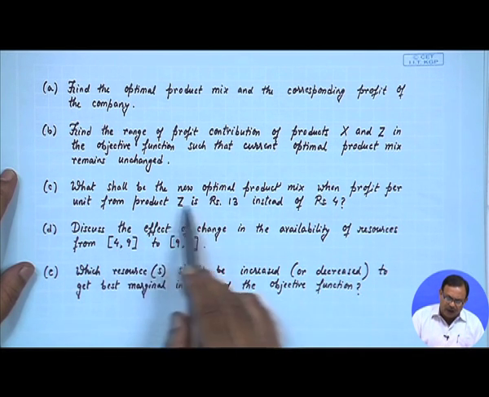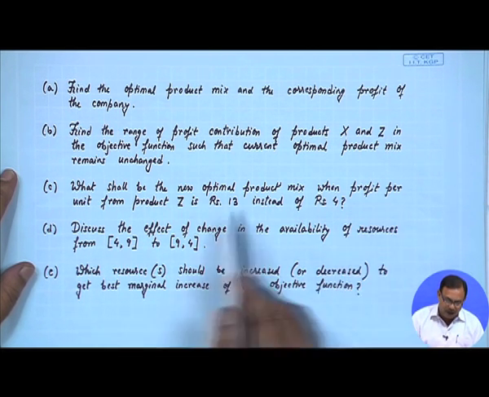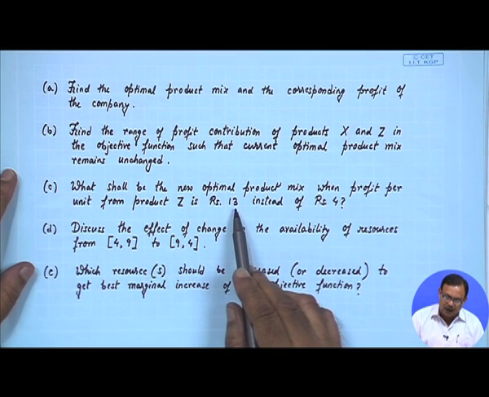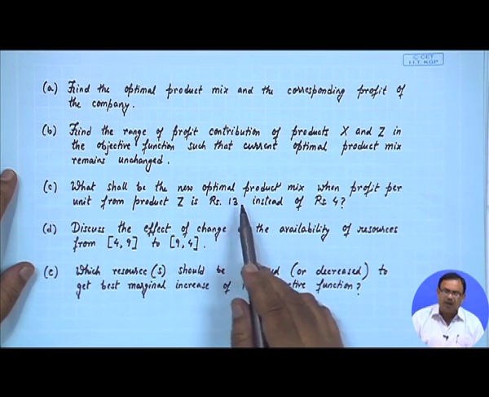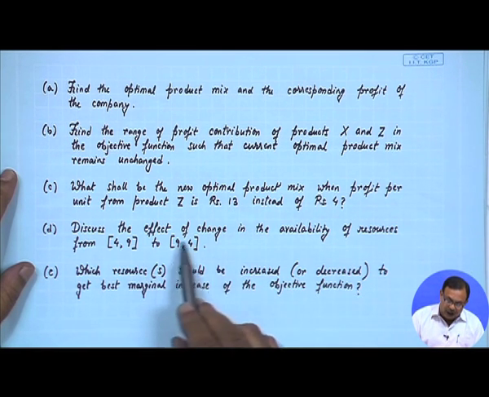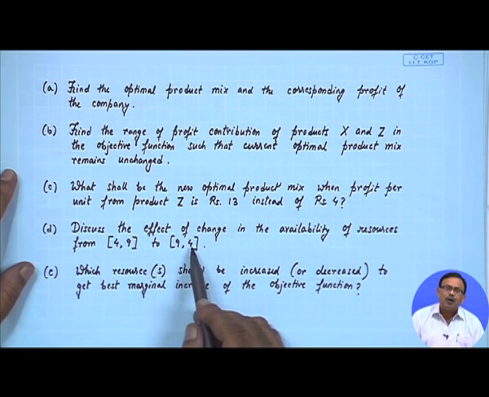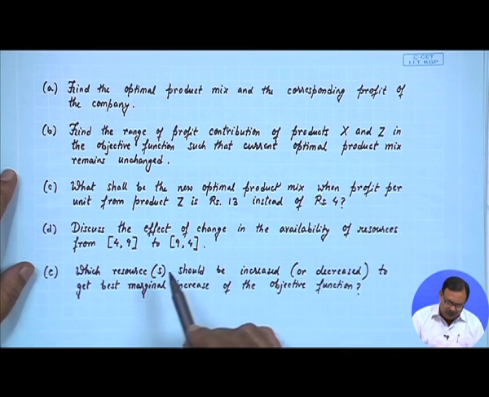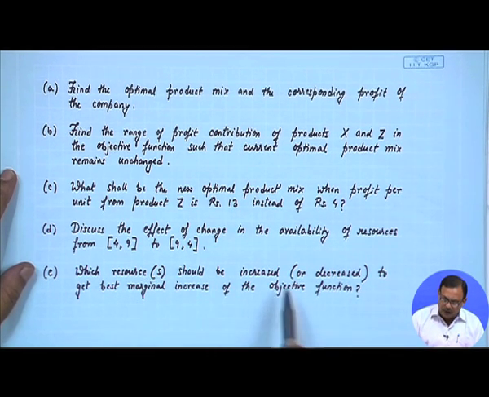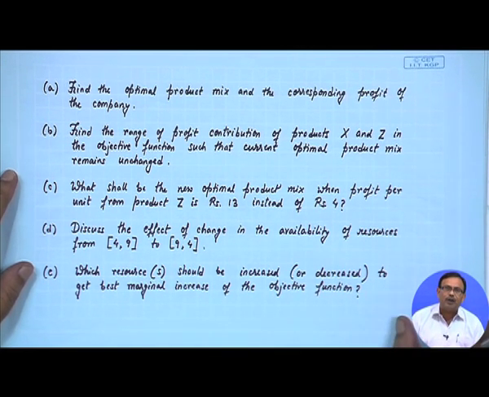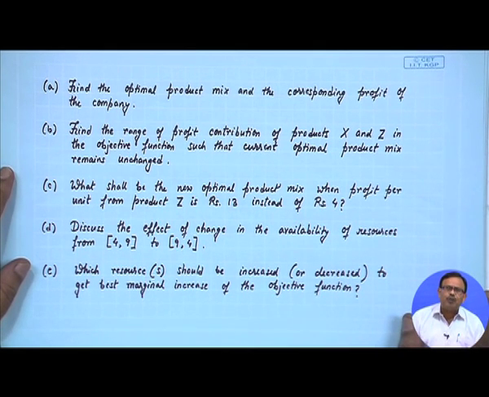Then number C, what shall be the new optimal product mix when the profit per unit for the product is rupees 13. That is, whenever I am changing a coefficient. Then discuss the effect of change of availability of resource from 49 to 94. That is, whenever you are changing the matrix B, what happens, and which resources should be increased or decreased to get the best marginal increase of the objective function. Or in other sense, the theory which we have discussed in this lecture and the earlier lecture, how to implement those theories, that we will see in the next class.